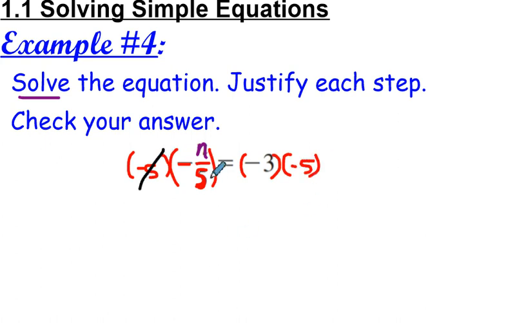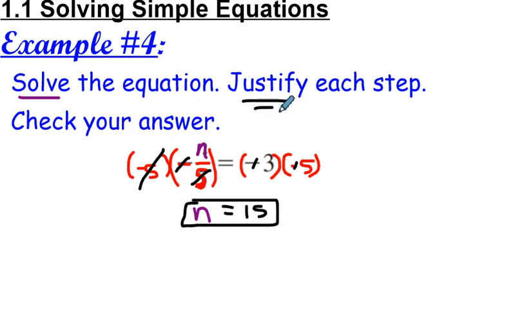So the negative 5s will cancel out. n is all by itself. So again, that's what it means to solve for n. I've got my equal to. And then negative 3 times negative 5. Two negatives make a positive. These negatives are going to cancel each other out. We're just left with 3 times 5, which is 15. So n equals 15 is my answer.